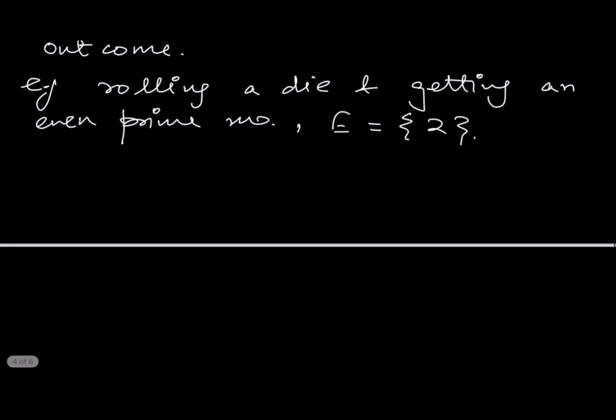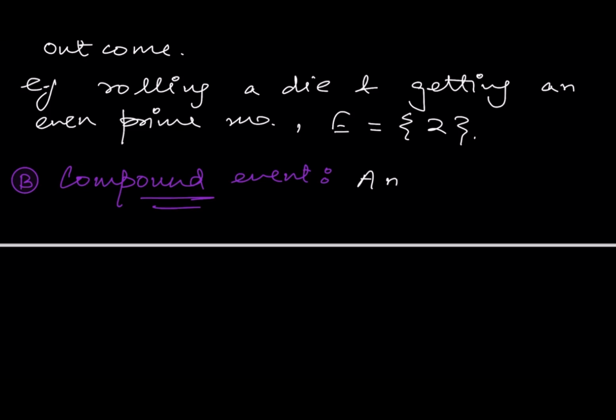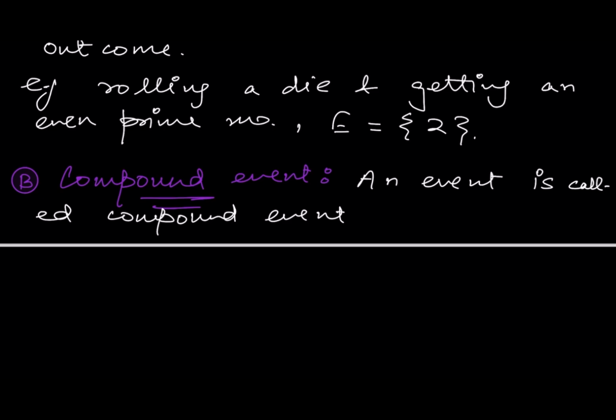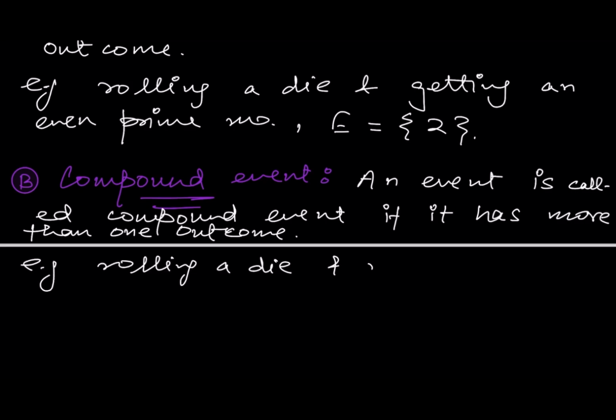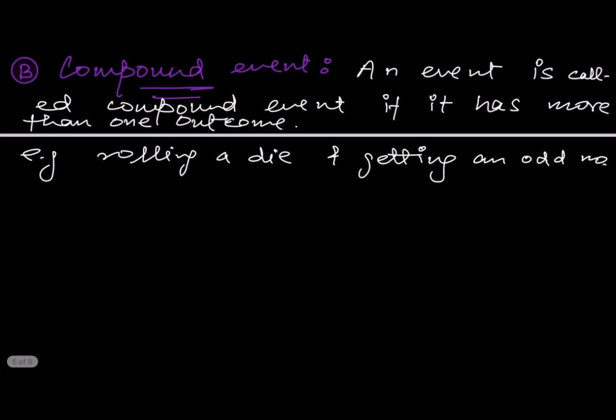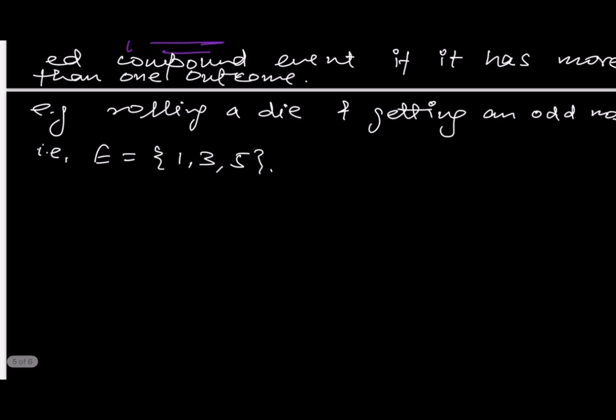Second event is compound event. So in this, an event is called compound event if it has more than one outcome, right? For example, rolling a die and getting an odd number. So possible outcomes in this event would be 1, 3, 5, right? So as it has more than one outcome, so it is compound event.